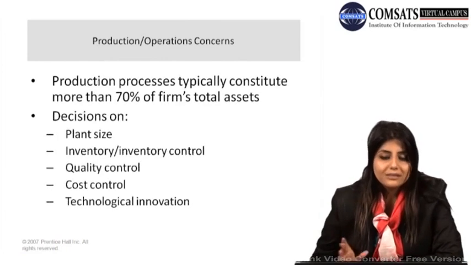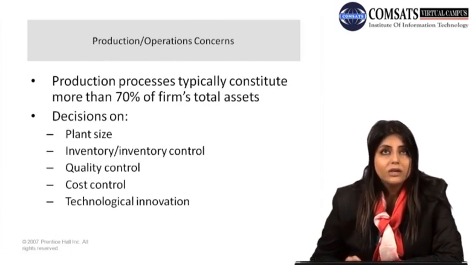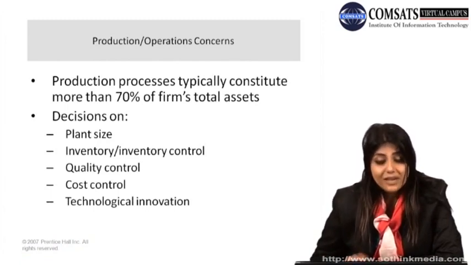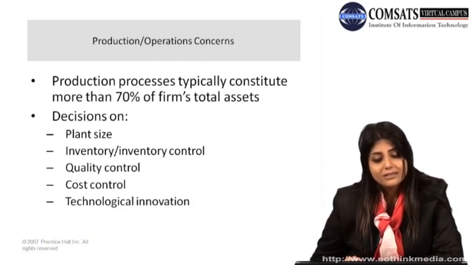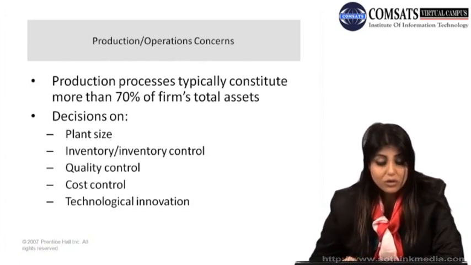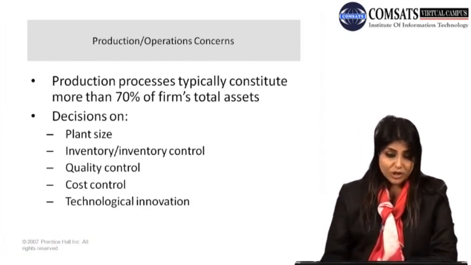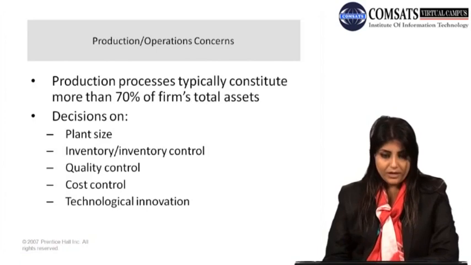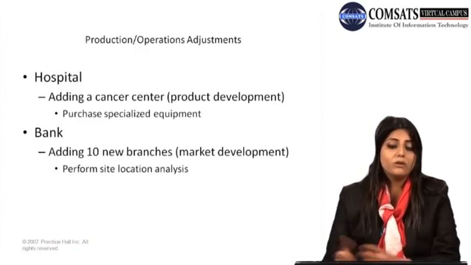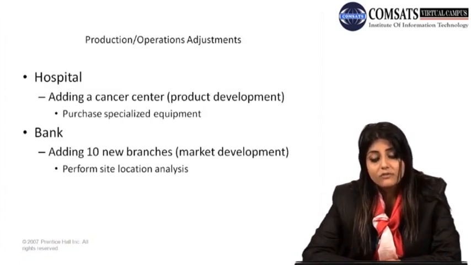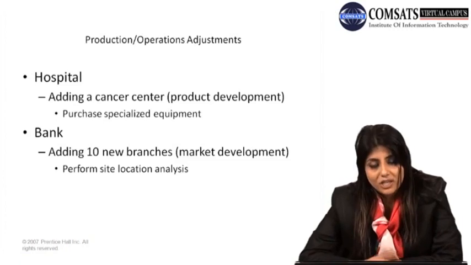There are a number of concerns that the managers have, such as the production processes. They typically constitute more than 70% of the firm's total assets, and the decisions depend on plant size, inventory control, quality control, cost control, and technological innovation. Then we have an example of a hospital adding a cancer center, which is product development, for which you need to purchase specialized equipment.